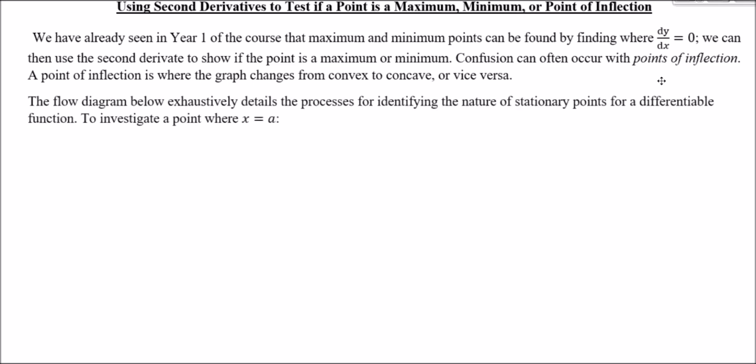So the flow diagram, I say below on the handout, on the video it's going to be on the next screen, is going to detail exhaustively the process for identifying the nature of stationary points for a differentiable function. So to investigate a point where the particular value of x is a, for example, let's think about what we might have. So this notation here means the gradient when x is a. So we're saying here, is the gradient when x is a equal to 0?